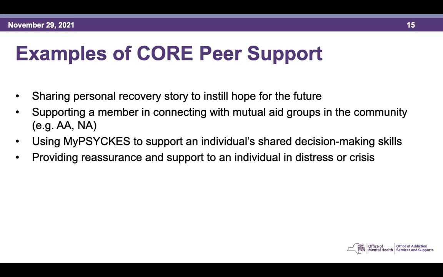And a brief summary of some examples of what core peer support could be used for is, like we said, sharing a personal recovery story to instill hope for the future, support the person in connecting with mutual aid groups in the community, and this can be AA, NA, using My Psyches to support a member's shared decision-making skills, and provide reassurance and support to someone who's currently in distress or crisis.